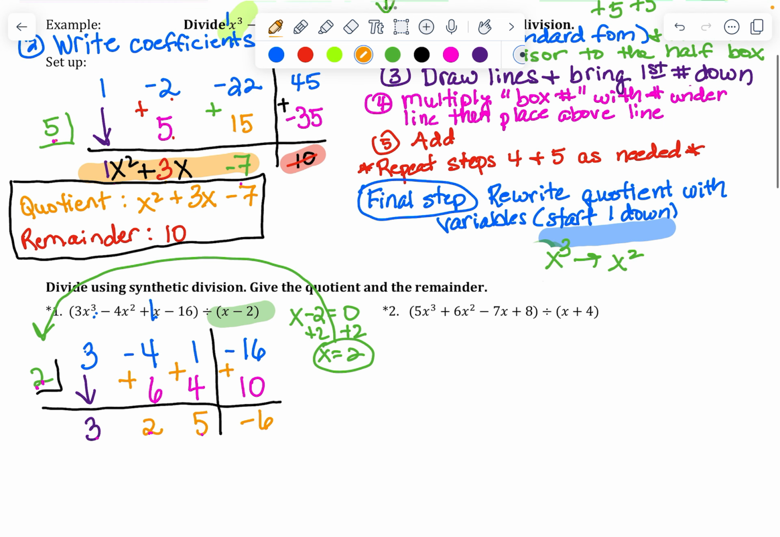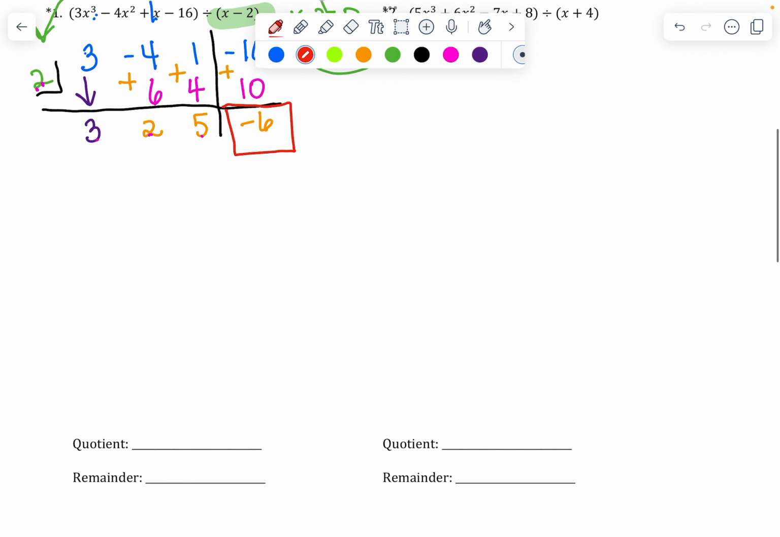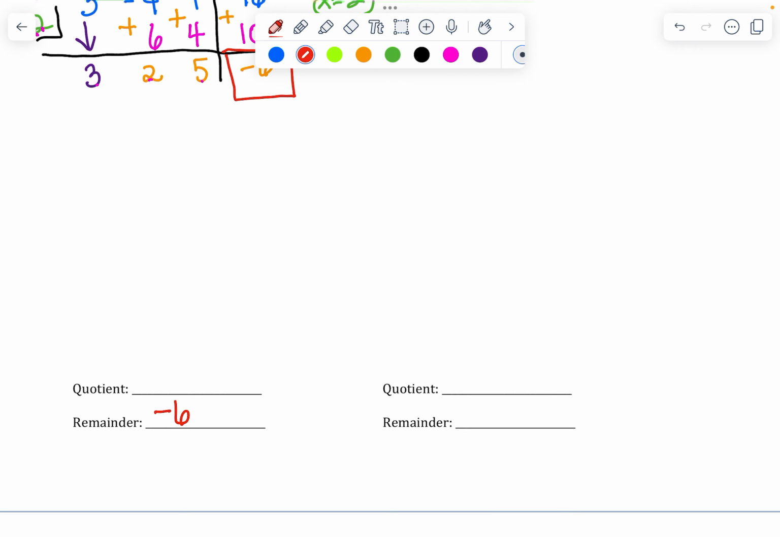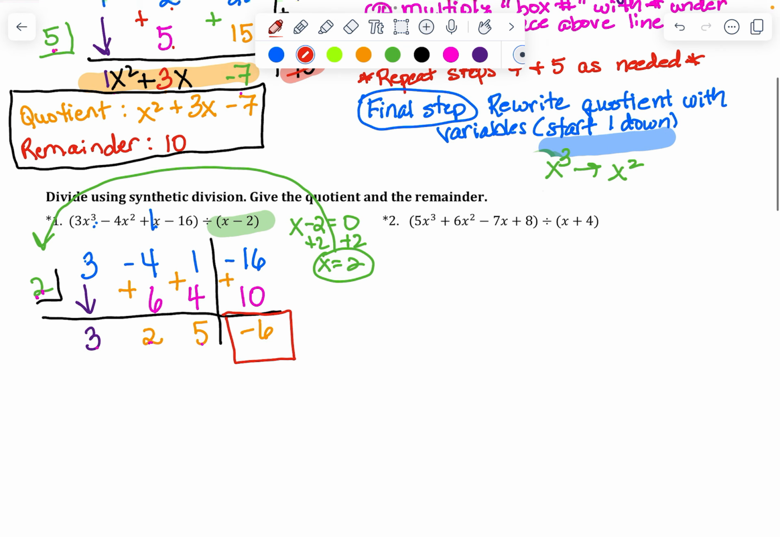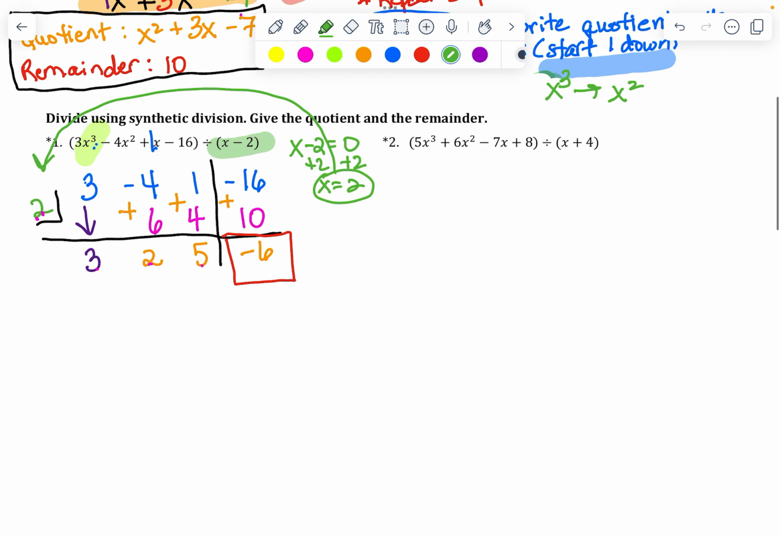Okay? So remember, this right here is your remainder. And I think there's a spot for it. To do my quotient, I started this problem with an x to the third. So if I started with an x to the third, if I go 1 down, I'm going to rewrite it starting with an x squared. So just put those in here, and if you're missing any signs, put your signs in.